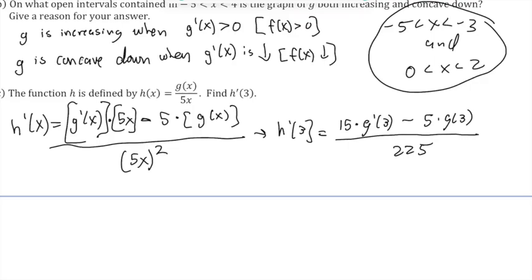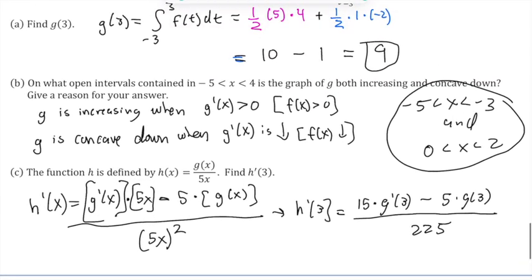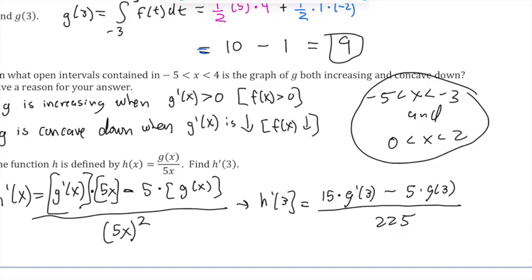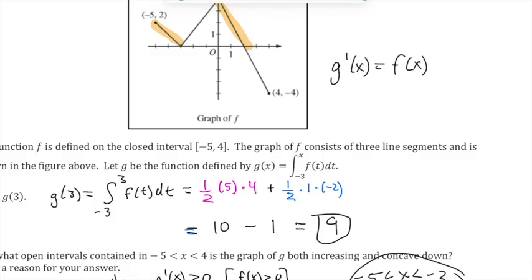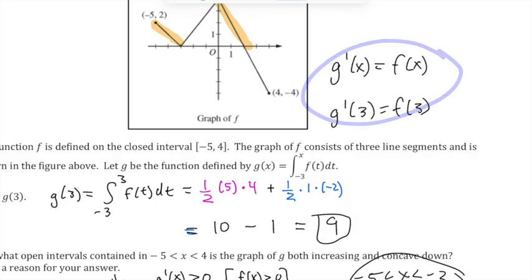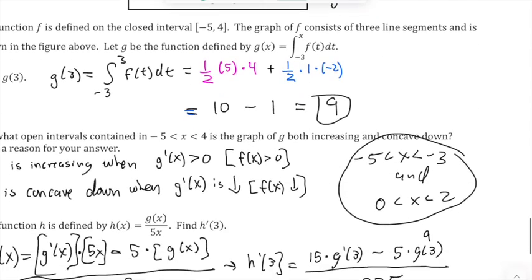And so now we just need to find what the derivative is at 3 and what the function is at 3. Now, if you look at part A, we already figured out what the g of 3 is. So this is going to be 9. And we know that the derivative at 3 is just going to be the function at 3, because in part B, we did the derivative. So the function at 3 looks like it's going to be negative 2.